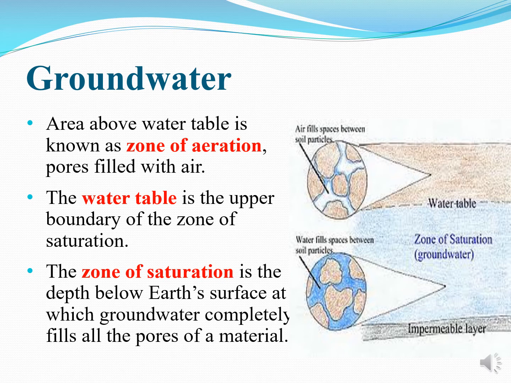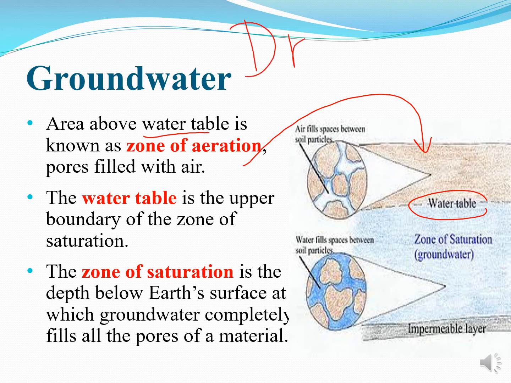So the groundwater. Area above the water table. Okay, here's the line. The area above the water table is known as the zone of aeration. Okay, that is here. And the pores are filled with air. Now, what I want you to do is draw this table over here in your notebook.